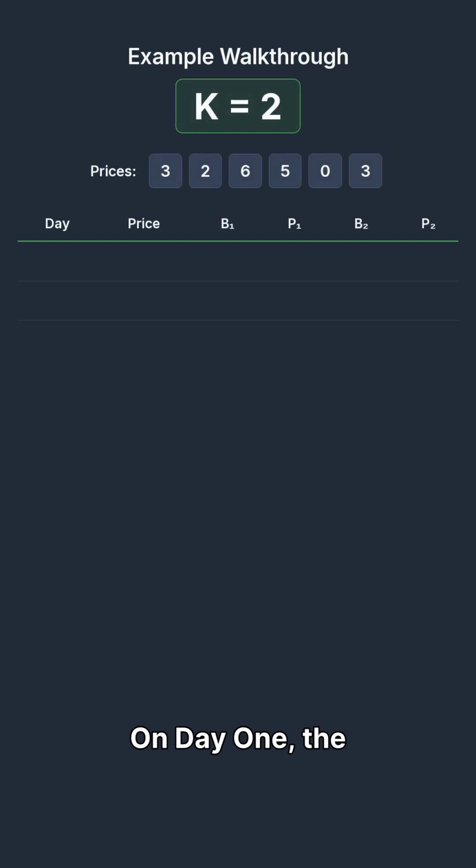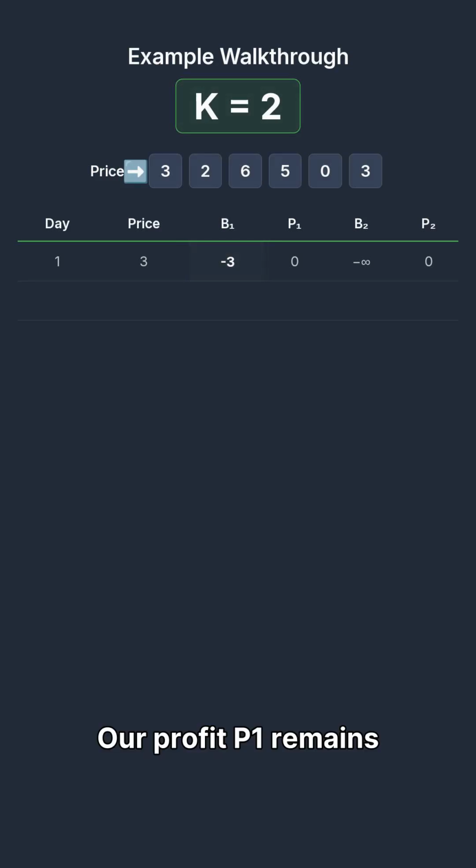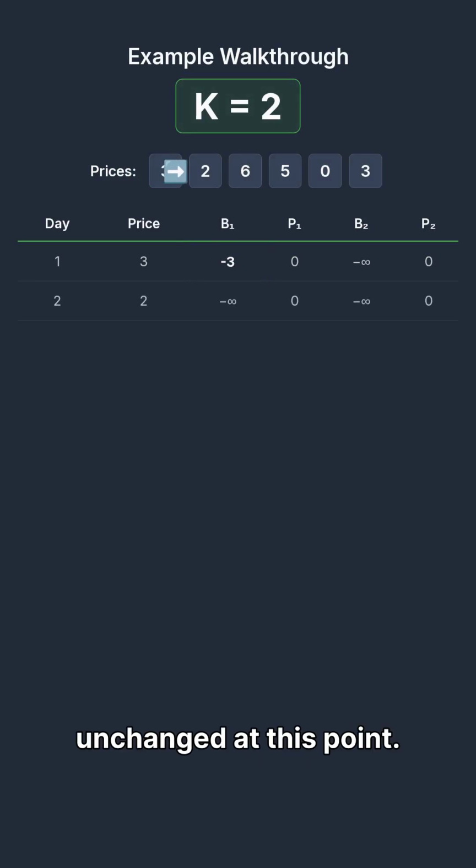On day 1, the stock price is 3. We update B1 to -3, reflecting the cost of buying. Our profit P1 remains 0. All other variables, B2 and P2, are also unchanged at this point.